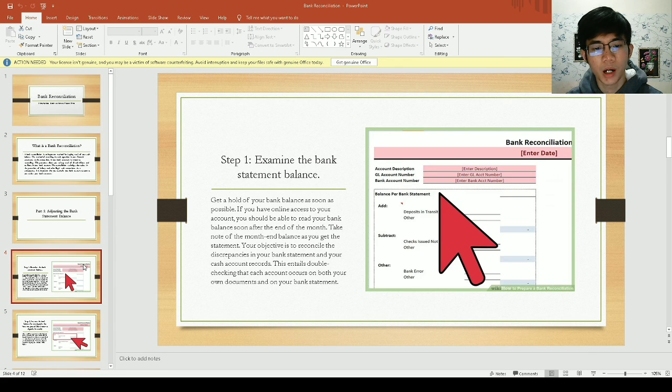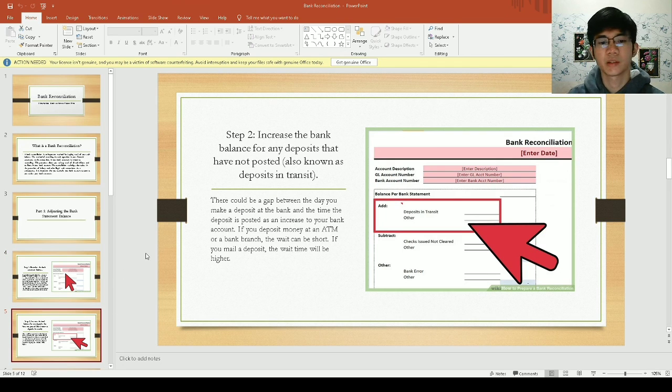If you have online access to your account, you should be able to read your bank balance soon after the end of the month. Take note of the month-end balance as you get the statement. Your objective is to reconcile the discrepancies in your bank statement and your cash account records. This entails double-checking that each account occurs on both your own documents and on your bank statement.